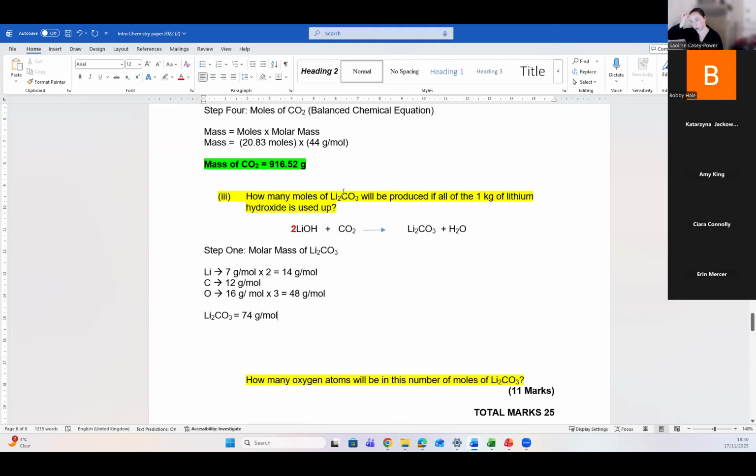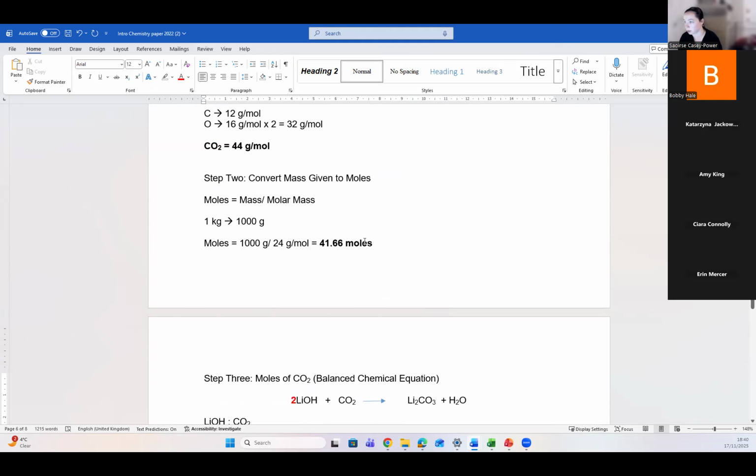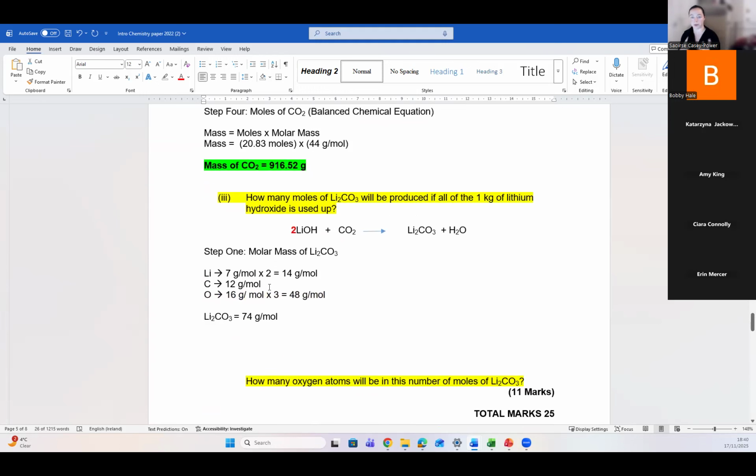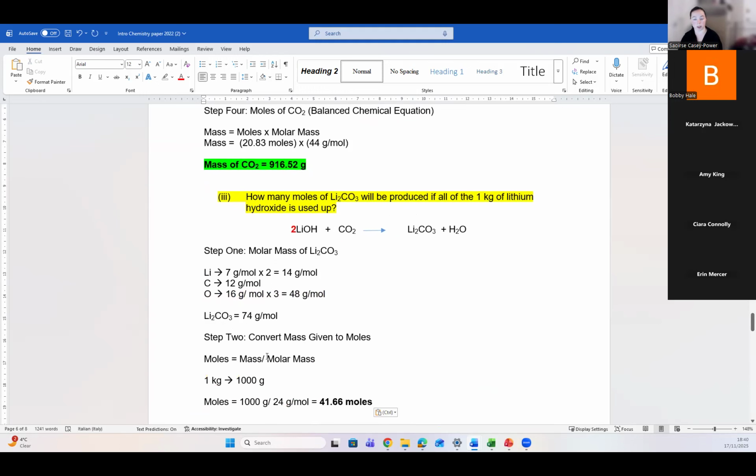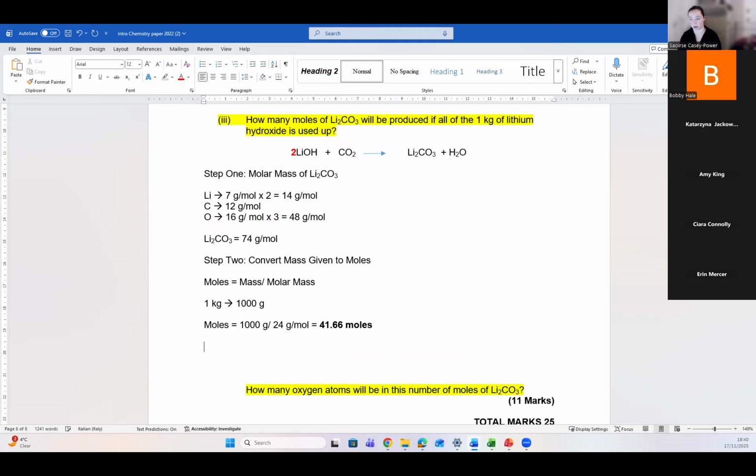So it asks how many moles of lithium carbonate will be produced if all of the 1 kg of lithium hydroxide is used up. We've worked out the moles already. So I'm going to copy this directly down because we've found out how many moles are in 1 kg of lithium hydroxide already in the top question. So I can actually skip on now to working out how many moles of this will form by looking at step 3.